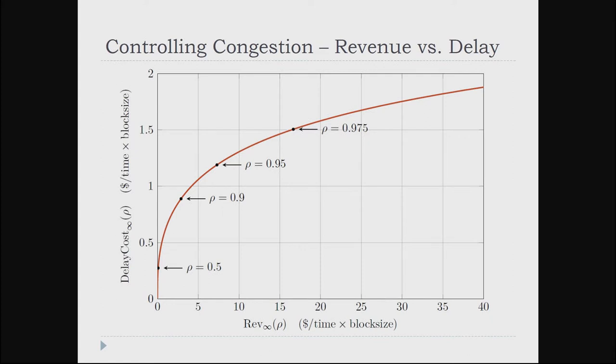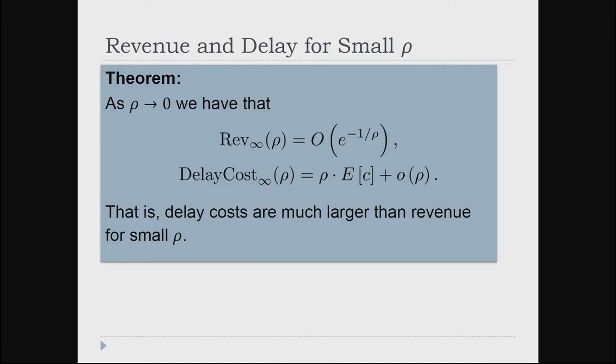But what you can see here is that as I start increasing the congestion, I get a very vertical line. It means that as I increase the congestion a bit, I get people to suffer more delay cost, but I hardly get any more payment from them. So if I want even a slightly positive level of revenue, I need a significant amount of delay cost to motivate agents to pay this slightly positive amount. This is a curve with a uniform delay cost, but we can prove that this holds more generally. If you look at low delay cost, the revenue grows sub-polynomially, and the delay cost grows linearly.